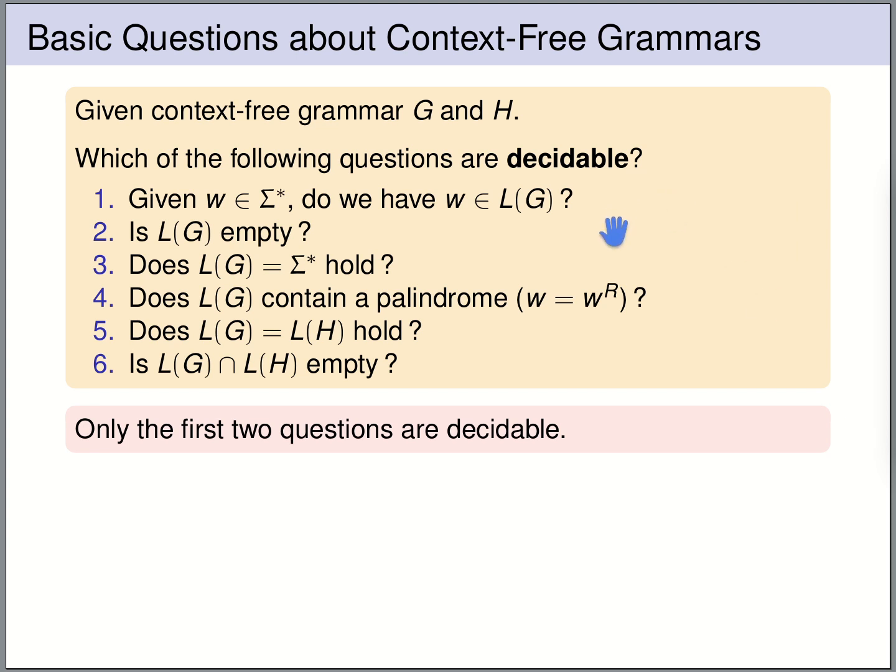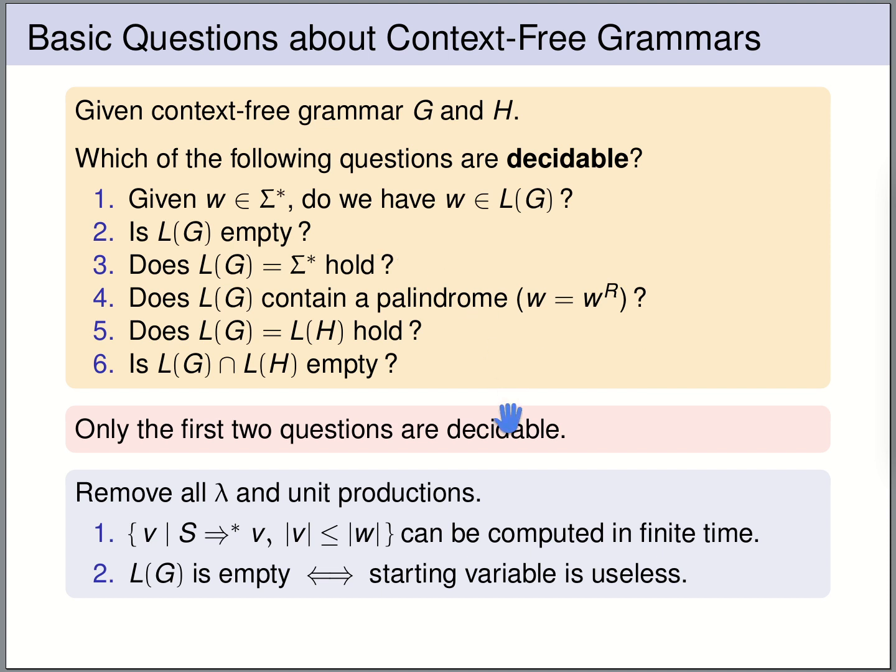So for the first two questions, we can write a program that answers these questions. For all other questions, it is impossible to write a program that always answers these questions correctly. We cannot decide whether a grammar generates all words over the alphabet. We cannot decide whether two given grammars are equivalent. And we cannot decide whether two given grammars have a non-empty intersection of the languages. So only the membership and the emptiness are decidable.